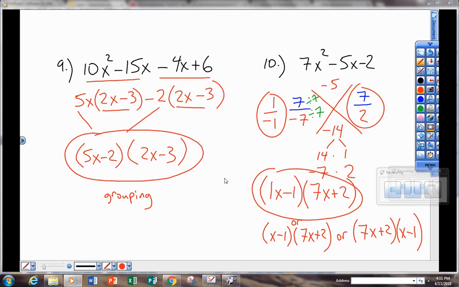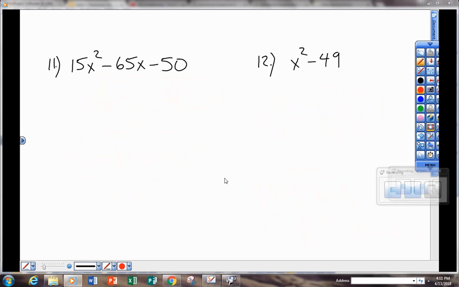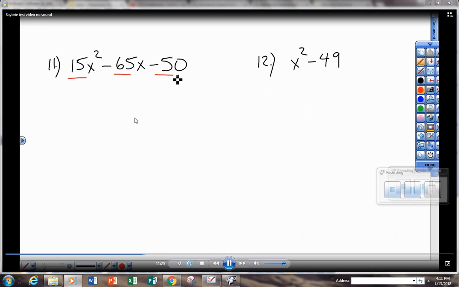Alright, number 11. So this one, they want you to take out the greatest common factor number first, which reduces the numbers down. Otherwise, you're timesing big, huge numbers. So 5 goes into all three numbers. So what has to be on the inside is 3x squared to get 15x squared. 5 times 13x will give you negative 65x, and then negative 10 will give you negative 50.